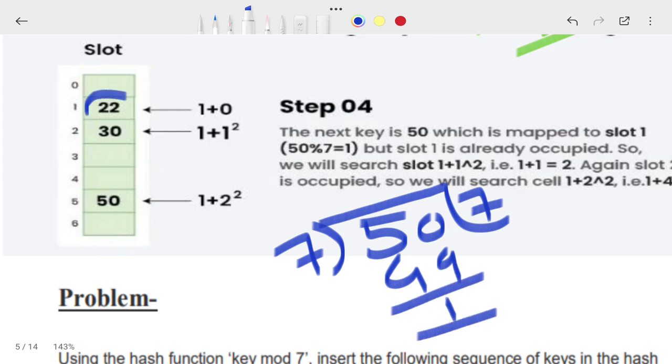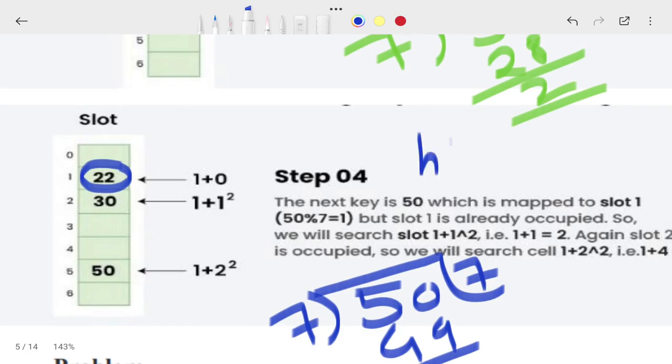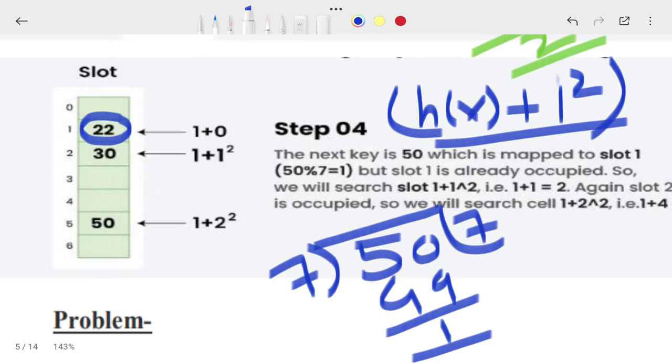At 1 there is already data, so it is not possible. What will I do? I will use h(x) plus probe value i square. I am using this formula. The value I got is 1. 1 plus 0 square means 0. Okay, not possible. 1 plus 1 square.